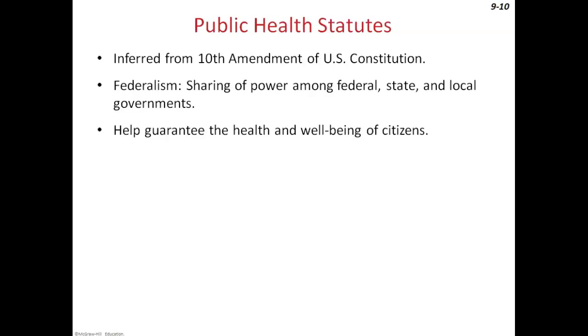The state's power to initiate public health statutes is inferred from the 10th Amendment to the U.S. Constitution. The amendment states, "The powers not delegated to the United States by the Constitution, nor prohibited by it to the states, are reserved to the states, respectively, or to the people." In other words, states retain police powers and all other powers not expressly granted to the federal government. A practice referred to as federalism, the sharing of power among national, state, and local governments.